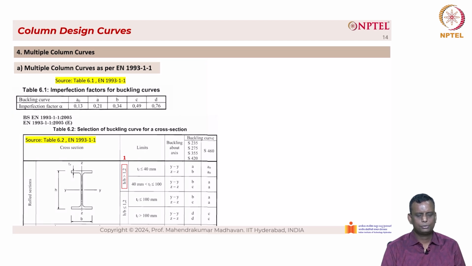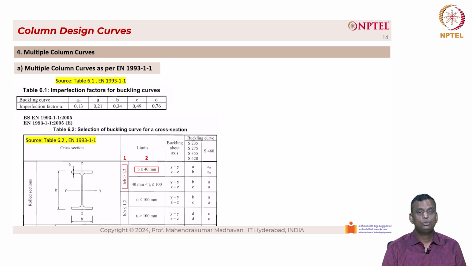Now, step 2 is to take into account the thickness of the flange. So, here there are 2 categories. One is thickness less than 40 mm and another is thickness between 40 mm and 100 mm. When the thickness is less than 40 mm, you are allowed to take a higher strength curve, whereas when the thickness is between 40 and 100, you are going to have a knockdown factor where you will have a lesser column strength curve. So, when the thickness is less than 40 mm, it leads to a ductile failure, whereas when the thickness is greater than 40 mm, it leads to a brittle failure.